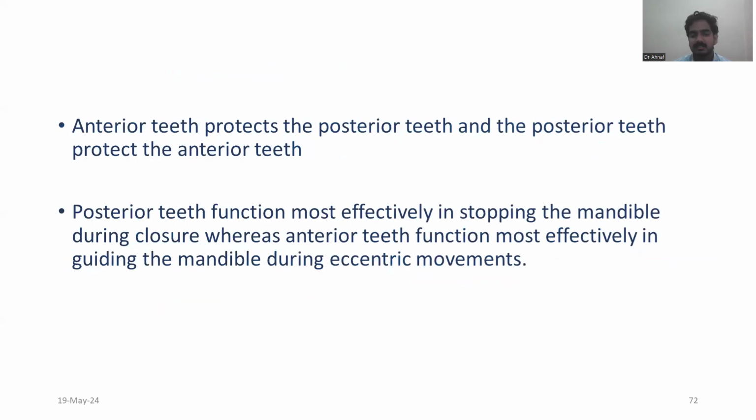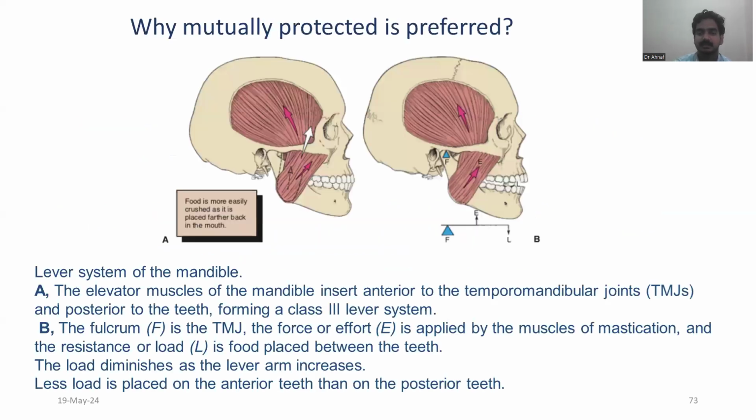So posterior teeth function most effectively in stopping the mandible during closure, whereas anterior teeth function most effectively in guiding the mandible during eccentric movements. Why is this mutually protected occlusion preferred? Because of the lever system of the mandible. The elevator muscles of the mandible insert anterior to the temporomandibular joints and posterior to the teeth, and it forms a class 3 lever system.